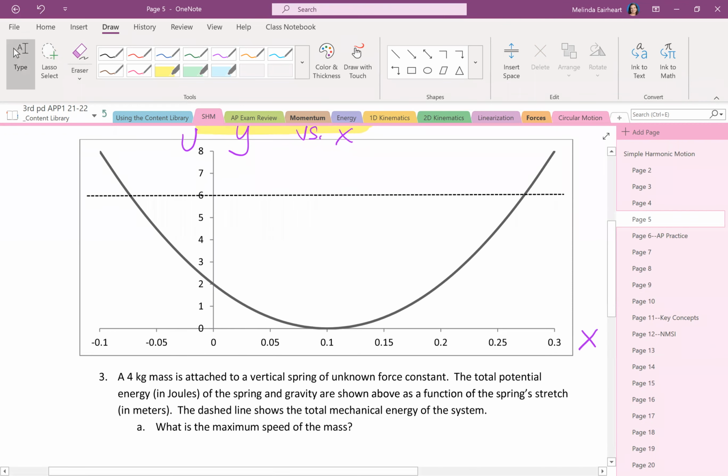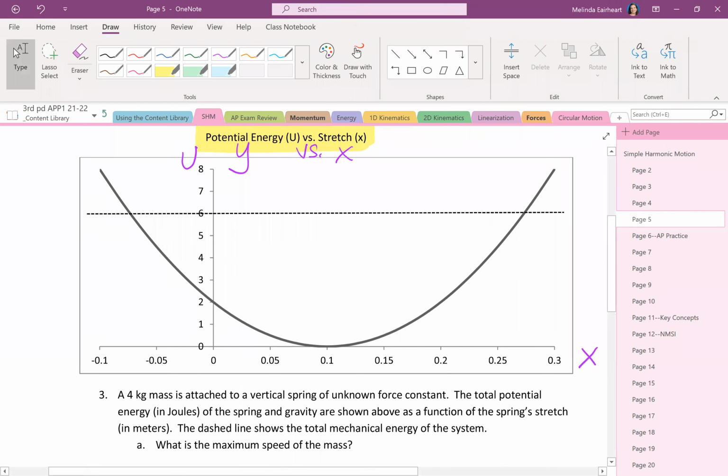It says a 4 kilogram mass is attached to a vertical spring with an unknown spring force constant. The total potential energy in joules of the spring and gravitational are shown as a function of the spring's stretch. And they tell us joules and meters, so everybody's SI. The dashed line shows the total mechanical energy of the system.